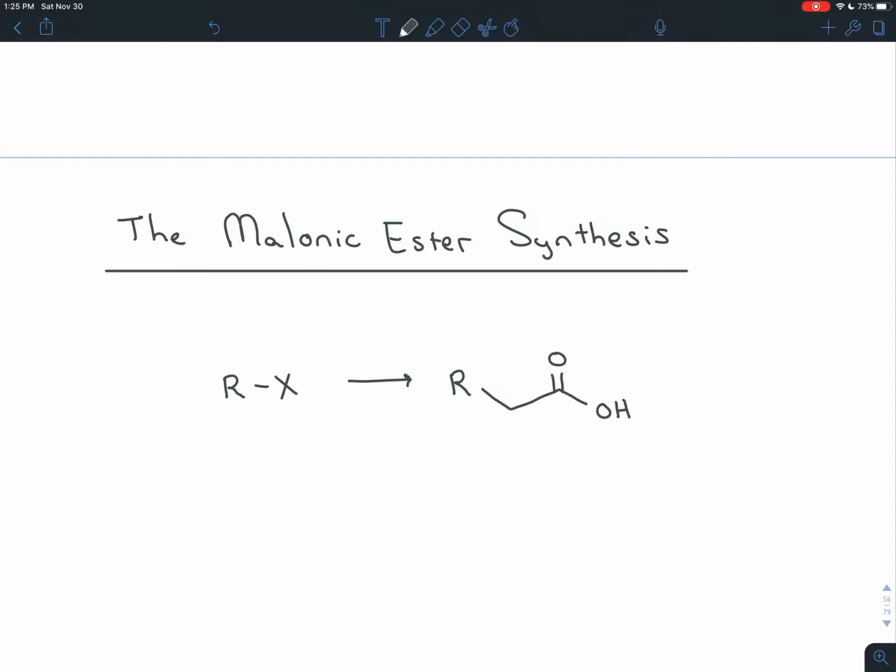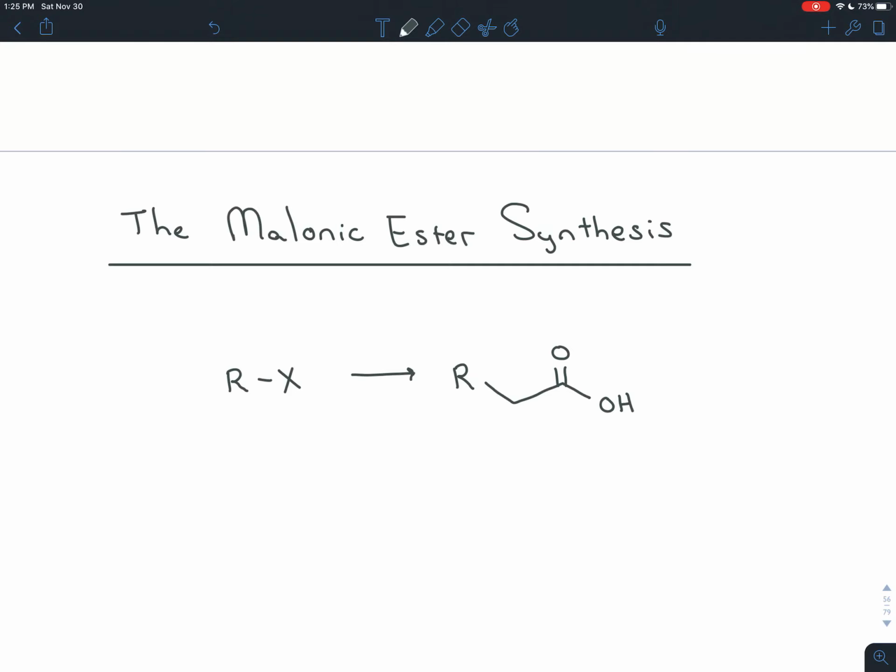In this video, I want to walk through some concepts behind the Malonic Ester synthesis. You'll see that knowing this really helps you to understand the acetoacetic ester synthesis a little bit later also. So we'll talk about what this achieves, how it achieves it in terms of the mechanism, and a couple things you can use to remember it.